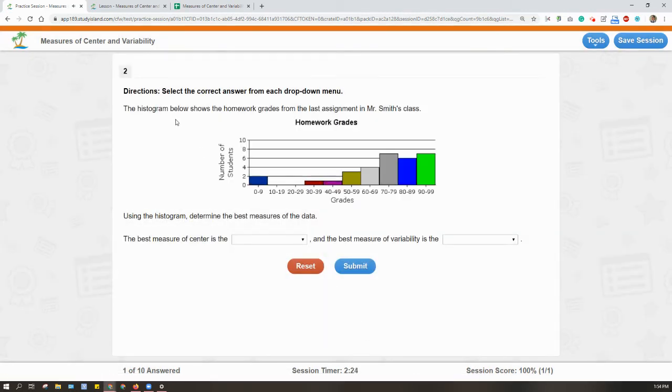Number 2, the histogram below shows the homework grades for the last assignment for Mr. Smith's class. Using the histogram, determine the best measures of data. So right away, do these look symmetrical? No. As we go to the right, there's way, way, way more. So we want the measures that are not for symmetrical data. So the best measure of center is the median. Again, the median is the best one when it's not symmetrical. And the best measure of variability is the interquartile range. So when they're not symmetrical, these 2 are your best answers.